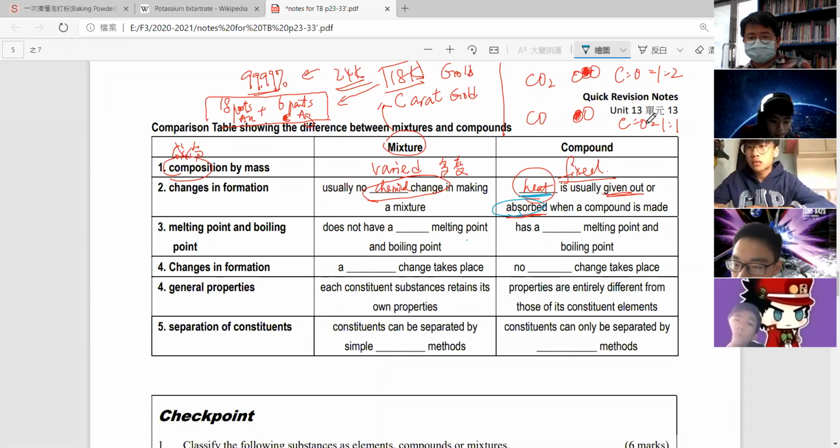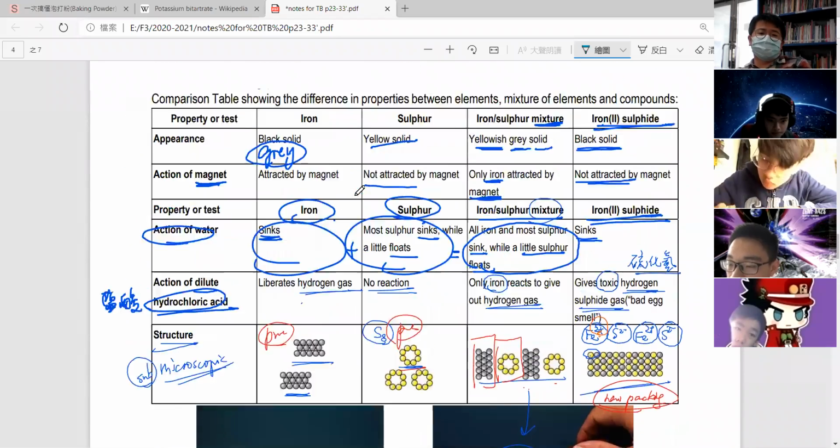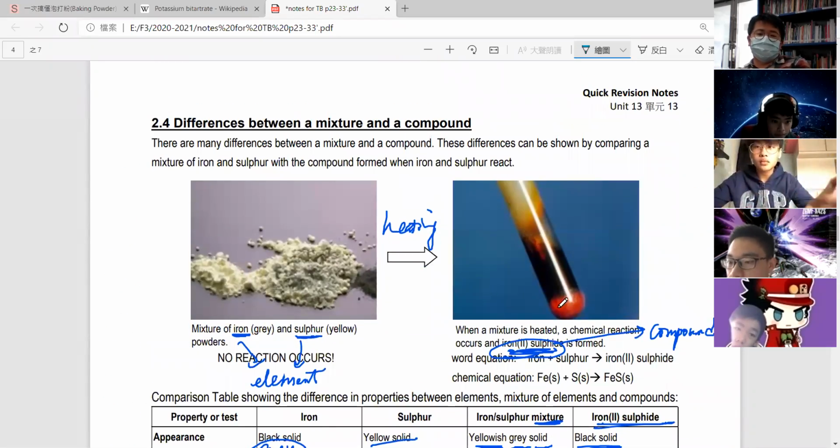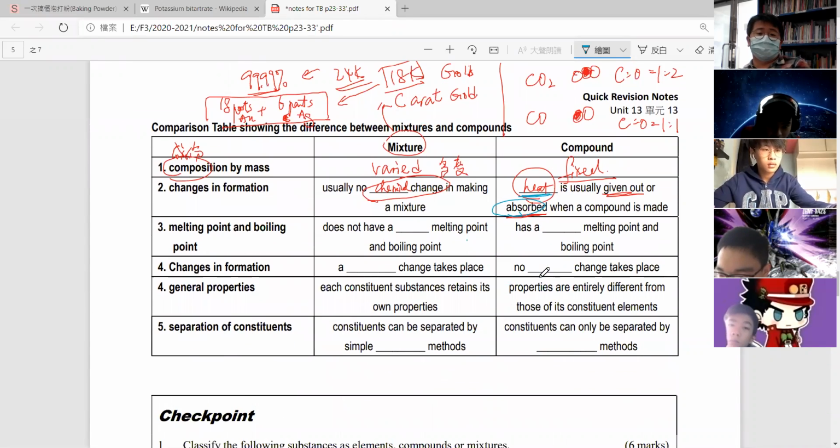Would it become cooler? The answer is no, because once it's cooler, normally the reaction cannot proceed so easily. So how? Just like the last case, I need to supply heating. I need to heat it before a compound is formed. So we call it heat is absorbed. I need some heating. Do you understand?